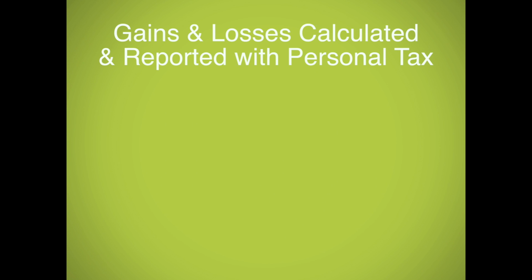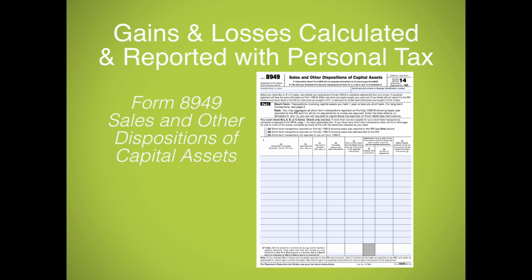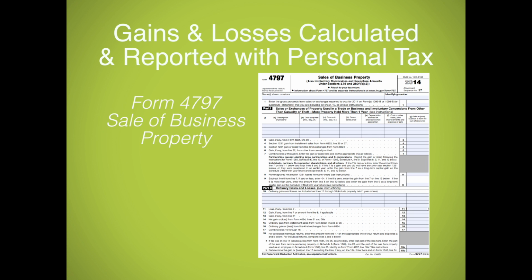So the netting process is reported with your individual tax return and is calculated on Schedule D, capital gains and losses, and Form 8949, sales and other dispositions of capital assets. For business use assets, the calculation begins on Form 4797, sale of business property, and then amounts flow to the other forms as required.